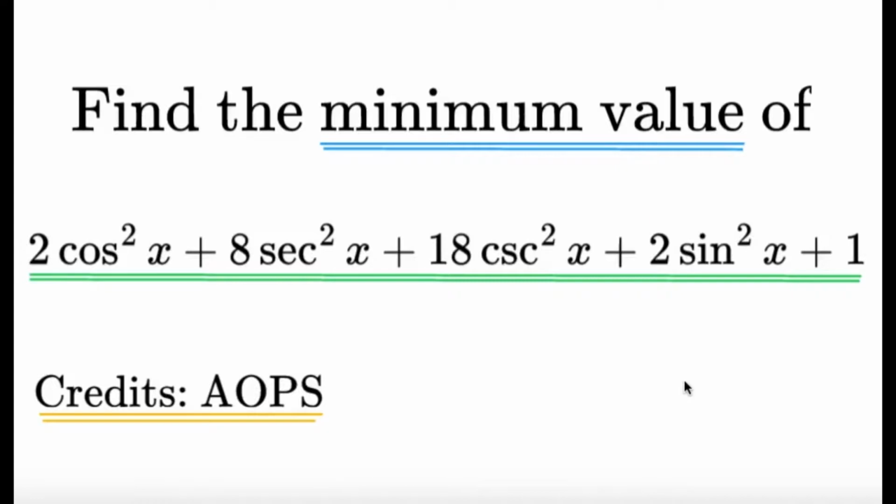Here's an item on trigonometry. Find the minimum value of 2 cosine squared x plus 8 secant squared x plus 18 cosecant squared x plus 2 sine squared x plus 1. Credits to the Art of Problem Solving community for this item.